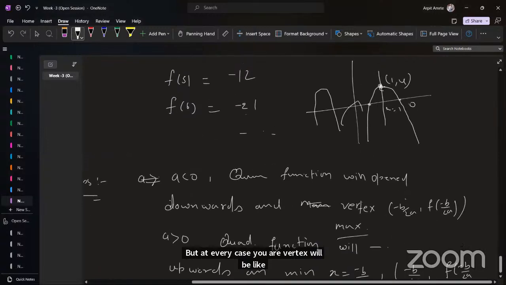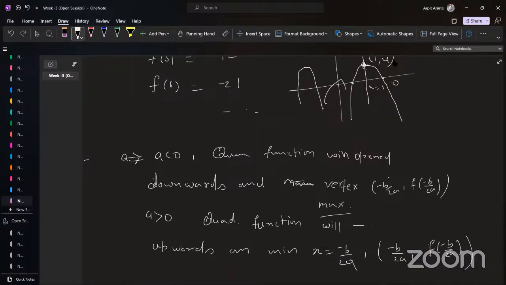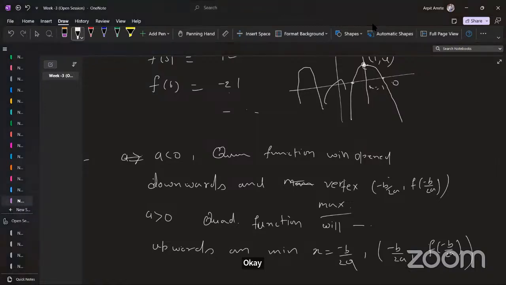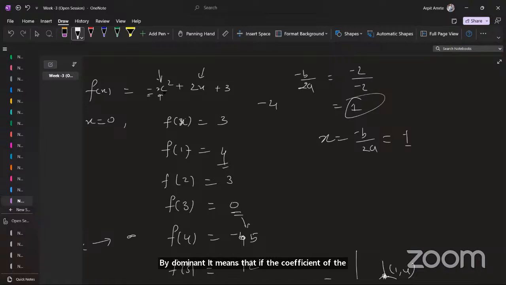Got the observation? So what is the other observation here? Your highest power term will always dominate the entire equation. What does it mean to dominate? It means that if the coefficient of the highest power is negative, then as x goes to infinity, f(x) will go to minus infinity. This term will dominate all the others.